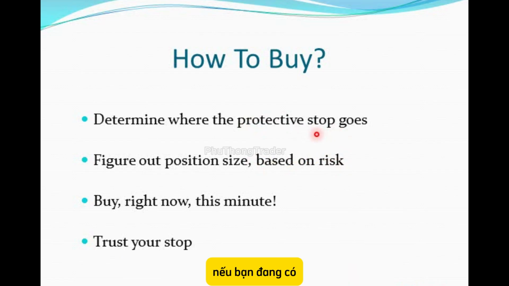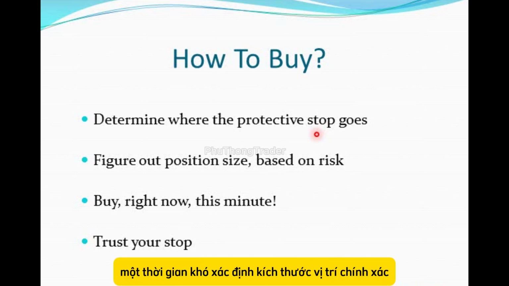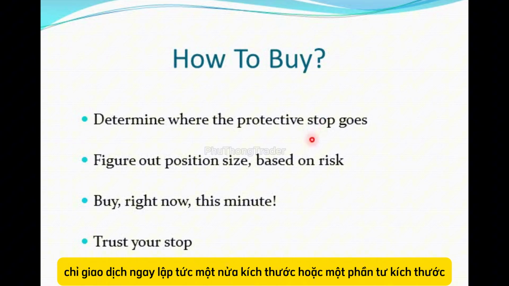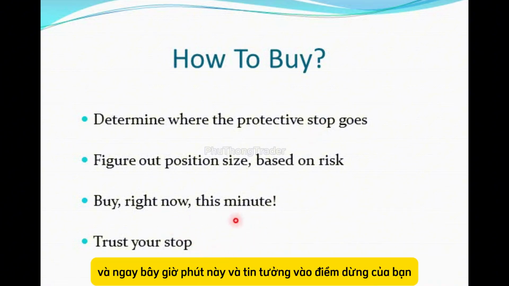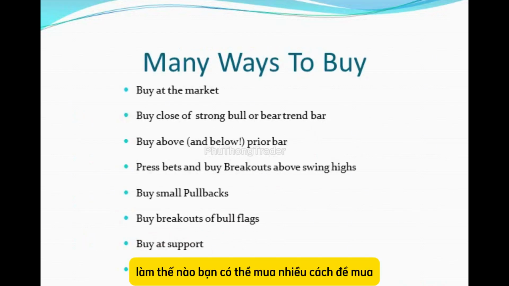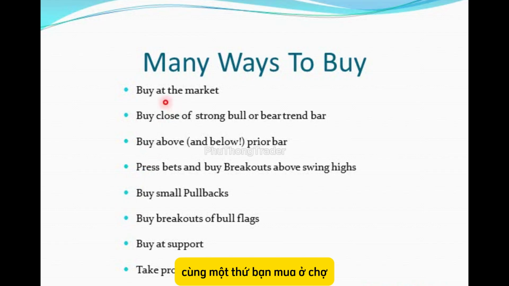If you are having a hard time determining the exact position size, don't worry about being exact. Just instantaneously trade half size or quarter size. And buy right now, this minute, and trust your stop. How can you buy? Lots of ways to buy. Just as with any strong trend, if you're in a strong channel, same thing. You buy at the market. You buy at the close of bull bars.